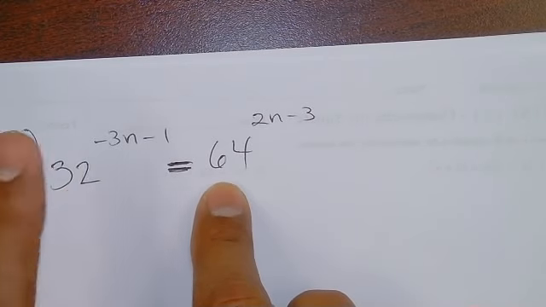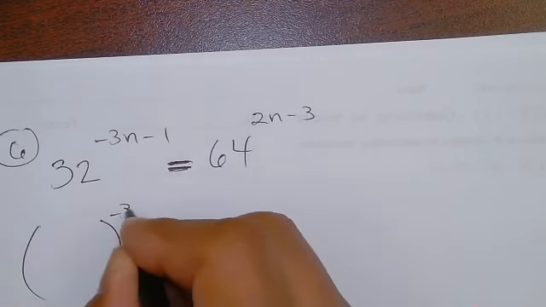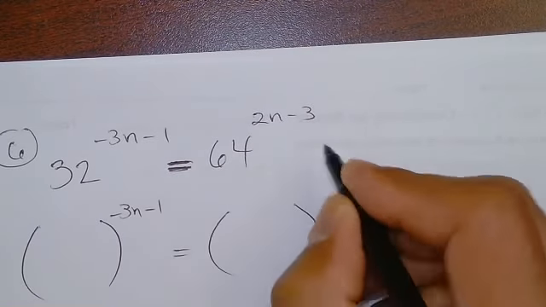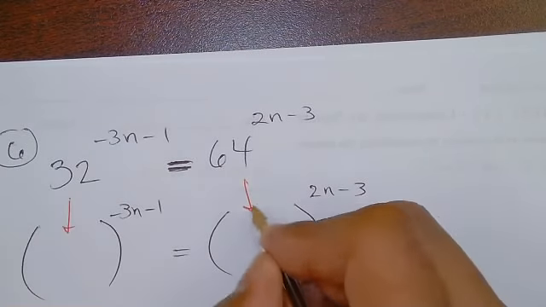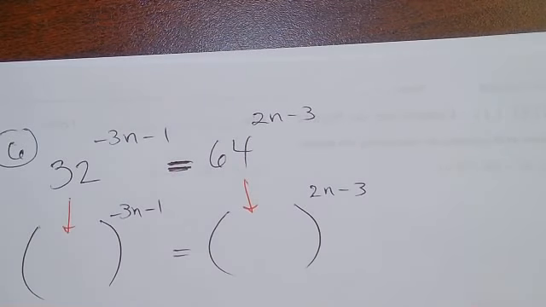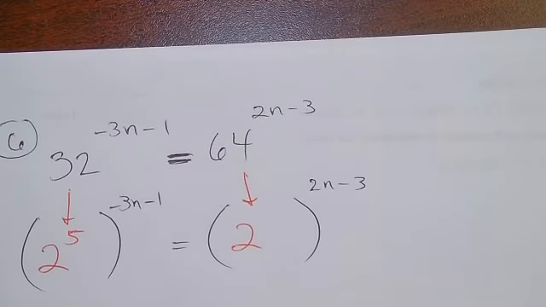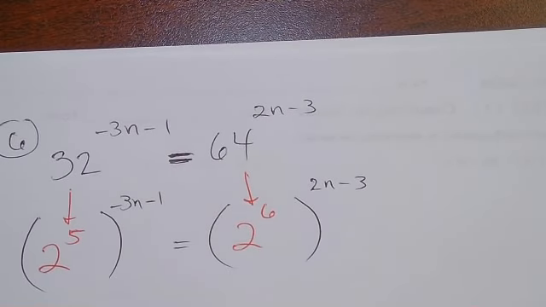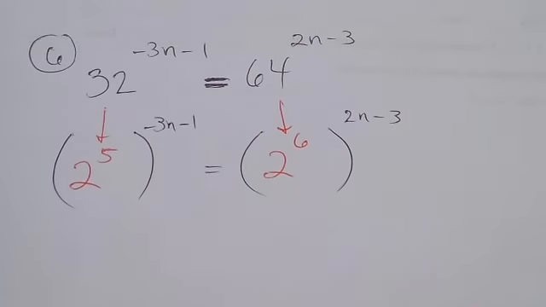Isn't 64 32 squared? No. 32 times 2 is 64, but not 32 squared. Okay. Does everybody agree that 32 and 64 have a common base of? Thank you. 2. We've seen 32 is 2 to the power of 5. What do you think 64 is? Yeah, you're getting used to seeing some of these numbers and you're like, I know what the base is.